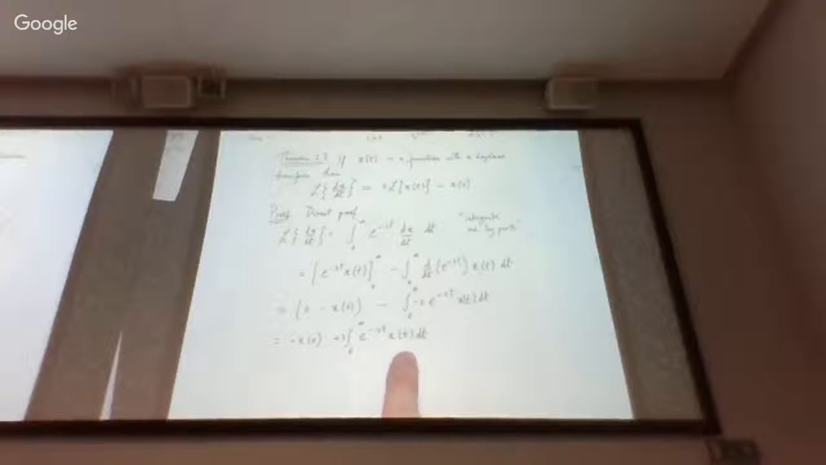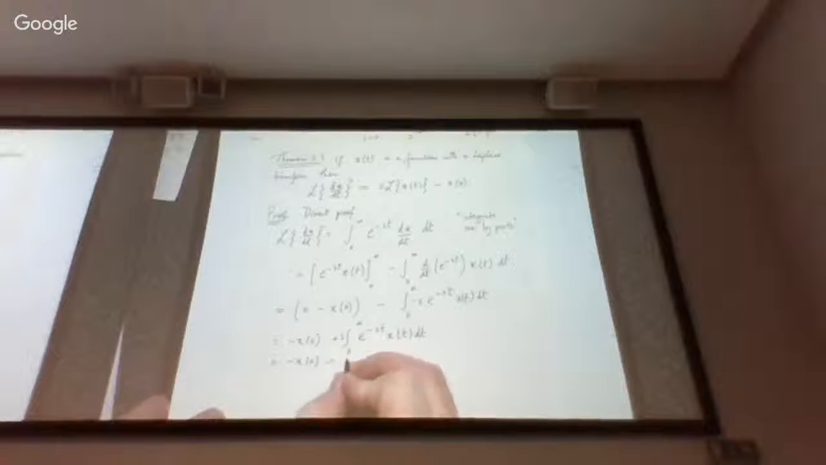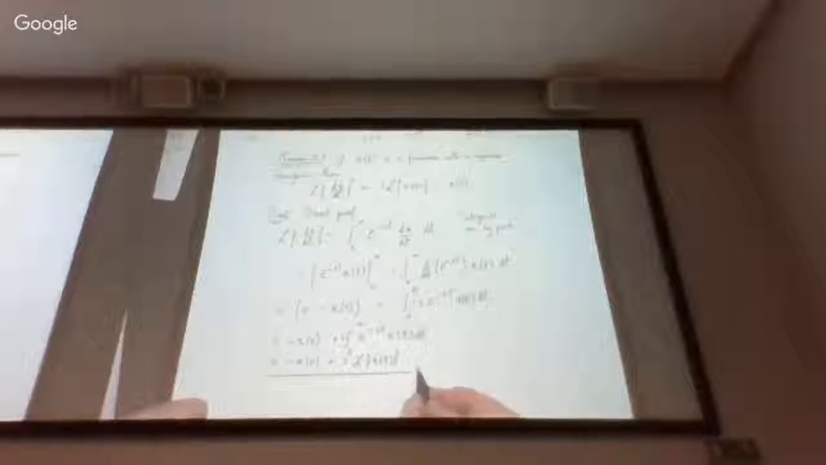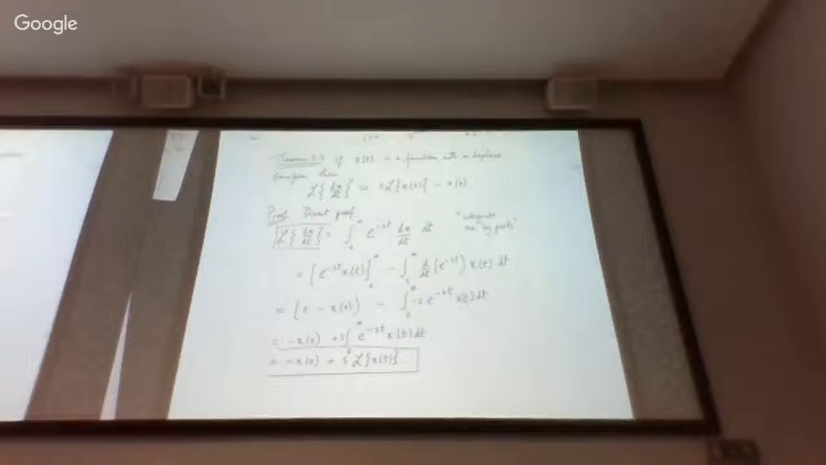But of course, what is this integral? Integral of an exponential times x. That's the Laplace transform of x by definition. This is s times the Laplace transform of x. So as I said, it's a direct proof, just straight from the left-hand side to the right-hand side. S times the Laplace transform of x minus the initial value.